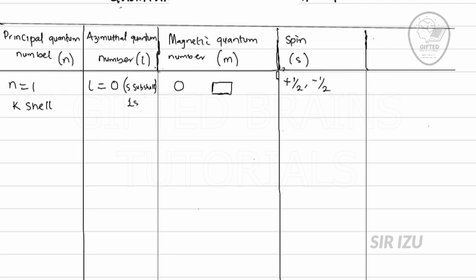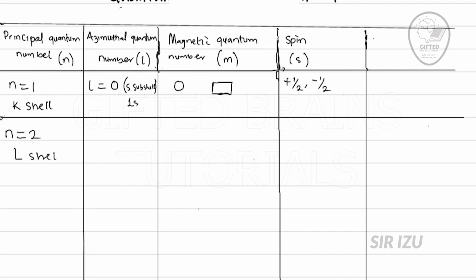Now, when we look at n equals 2, we'll be talking about the L shell. And then the azimuthal quantum number will be L equals 0 and then 1. Now, if L is equal to 0, I'm talking about the S sublevel. If L equals 1, I'm talking about the P sublevel, remember. Now, this S, I will call it 2S, and this P, I will call it 2P.